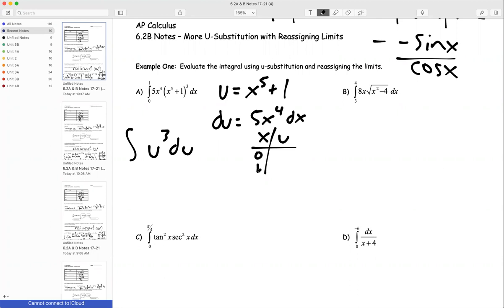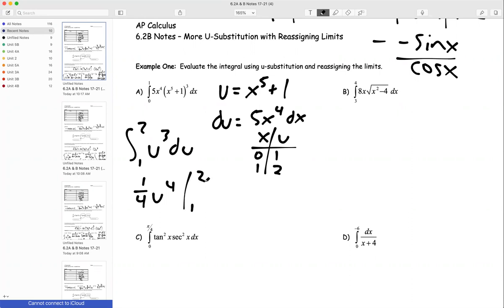So if x is 0, I take 0 and plug it in, and I get that u is 1. And if I plug in 1, I get 1 plus 1. So u is 2. So I've got to reassign the bounds. Make sure that they match up. 1 goes with 0, and 2 goes with 1. Okay, so now I anti-differentiate. The antiderivative of u cubed is 1/4 u to the fourth, evaluated from 1 to 2.